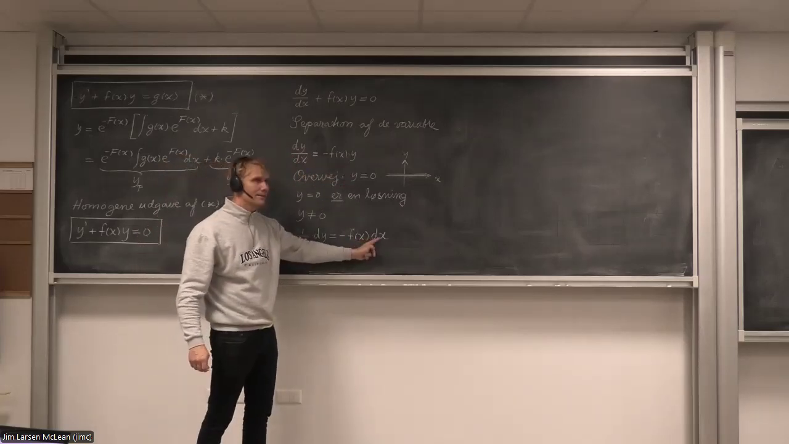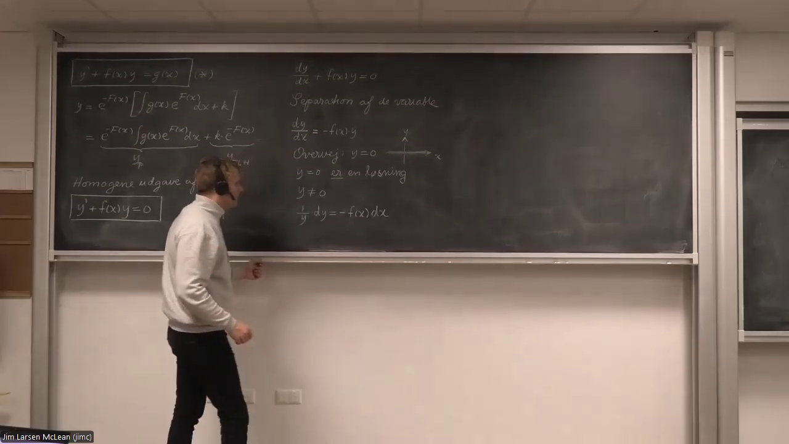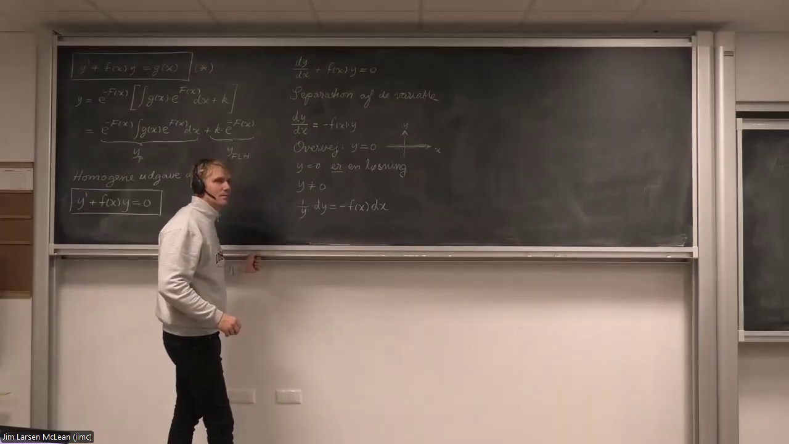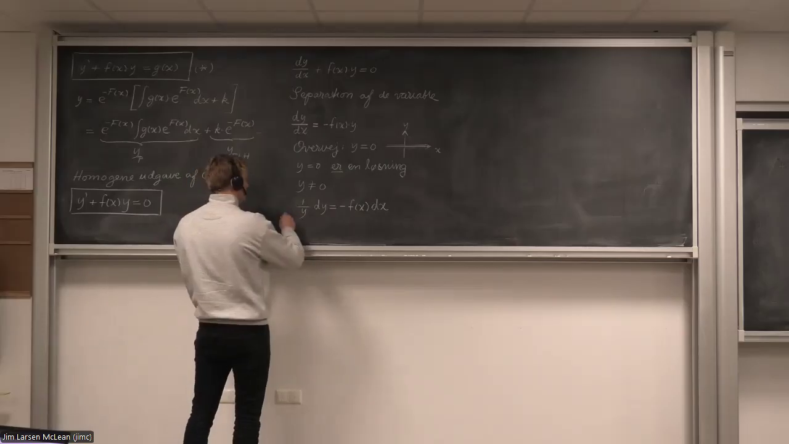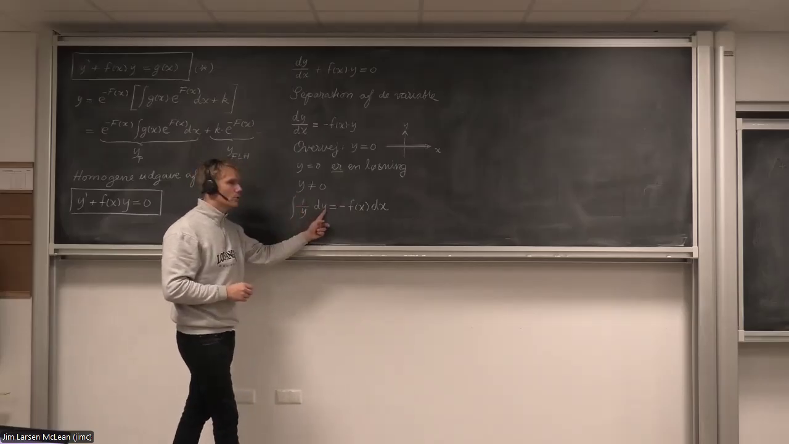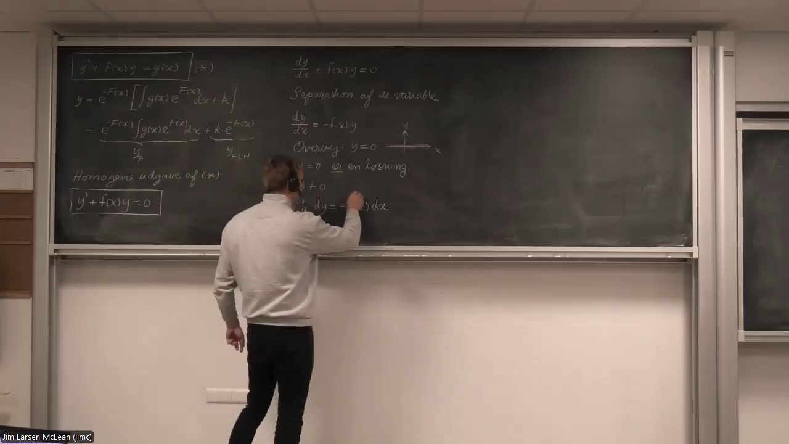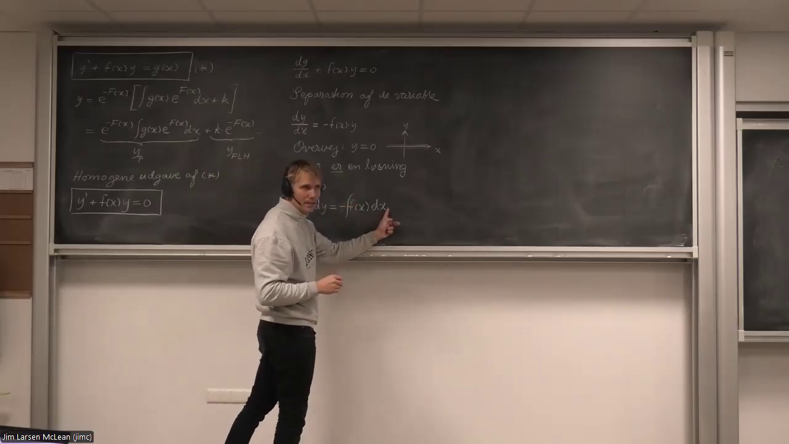which is why it says times dx there. Is that okay? Now I want to integrate on both sides because I want to find y. So I integrate on both sides, hoping to find y. So I integrate here, and that integral sign means I integrate with respect to y. And then I integrate over here, but that integral sign means I integrate with respect to x.